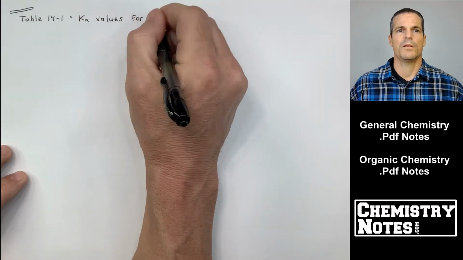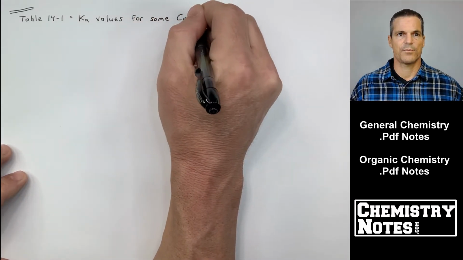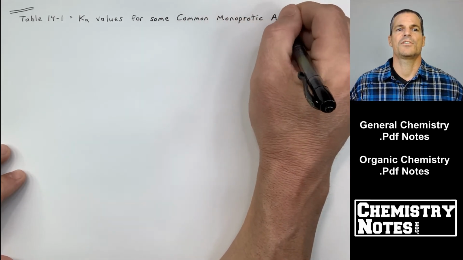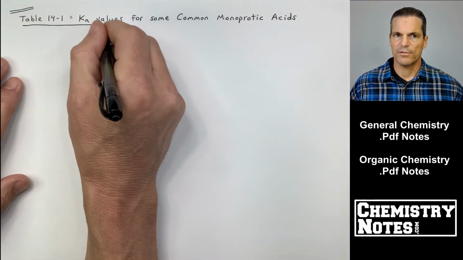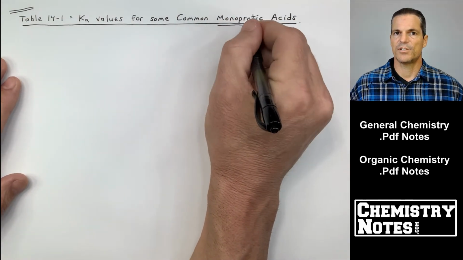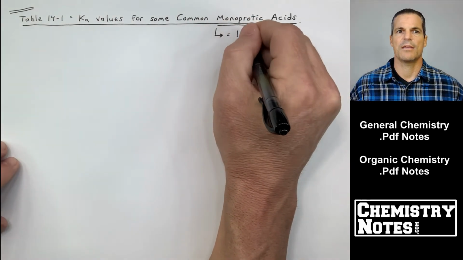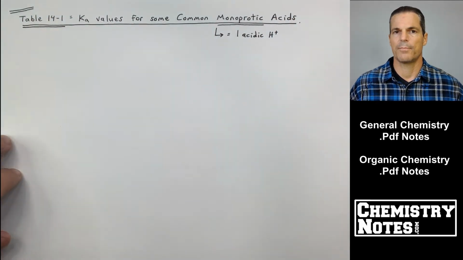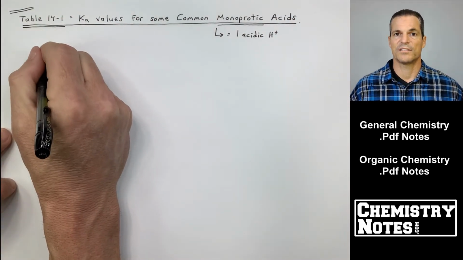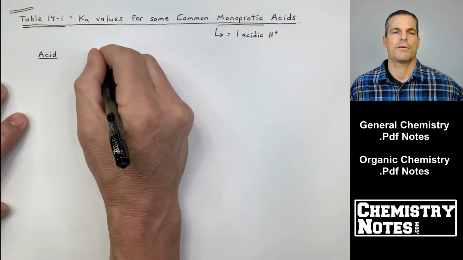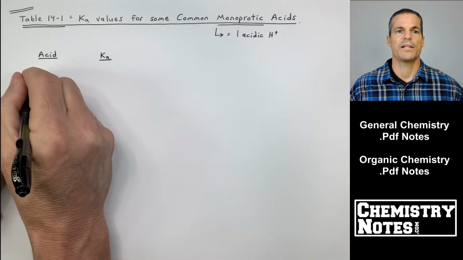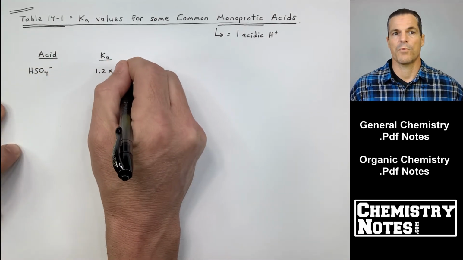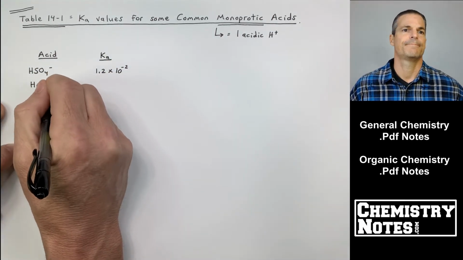And this we'll call table 14.1, since we're in section 14, acids and bases. This table is going to show Ka values, acid dissociation constant values, for some common monoprotic acids. And monoprotic just means it has one acidic H plus that it can donate. On the left-hand column, I'll write the formula of the acid, and on the right-hand column, I'll give you the Ka value.